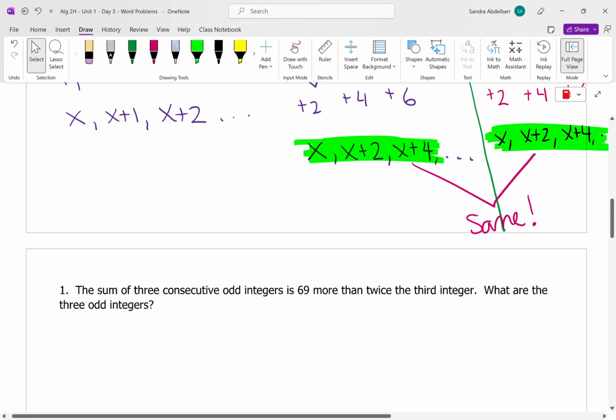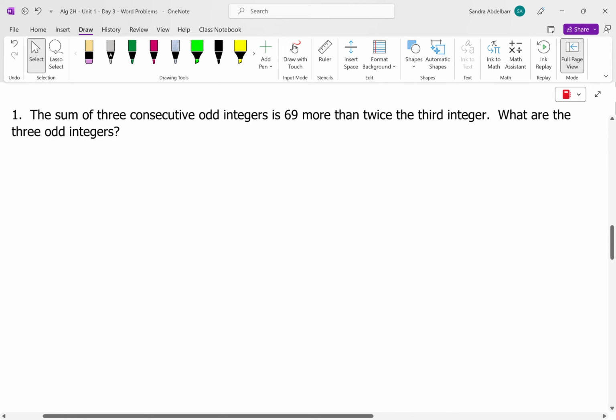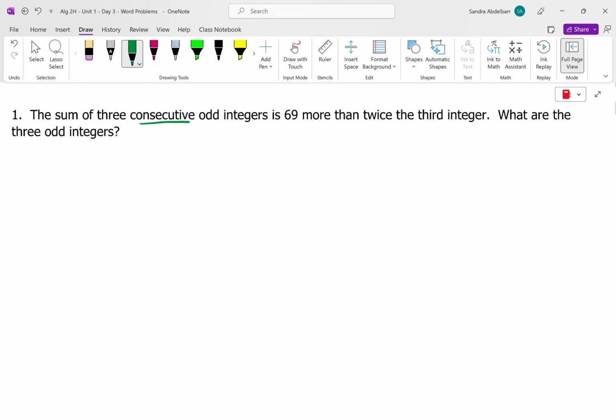All right, this one. The sum of three consecutive odd integers is 69 more than twice the third integer. What are the three odd integers? So right away, I see the sum of three consecutive odd integers. The minute I see consecutive integers, I make a chart immediately.